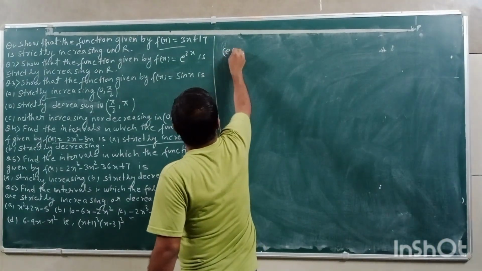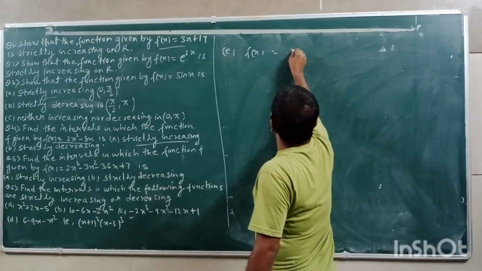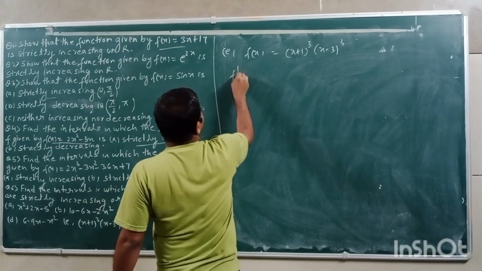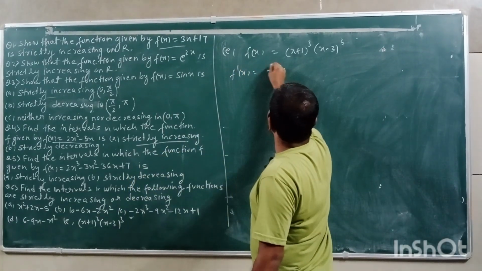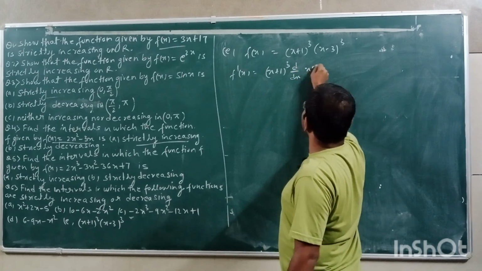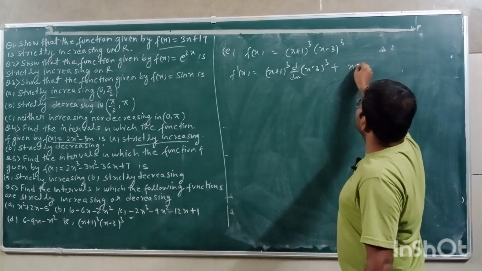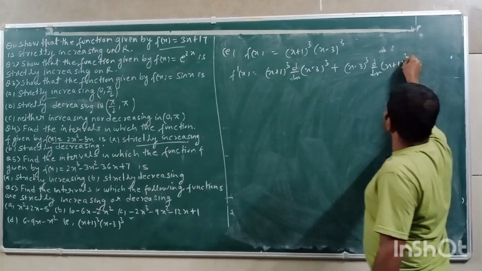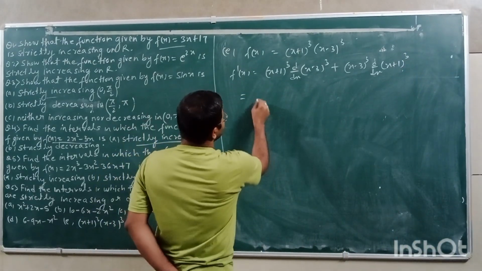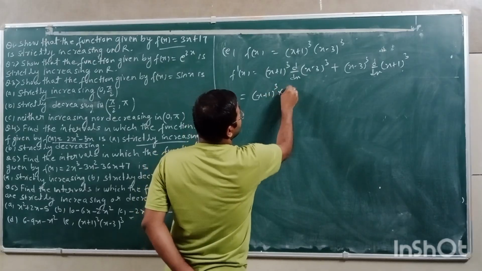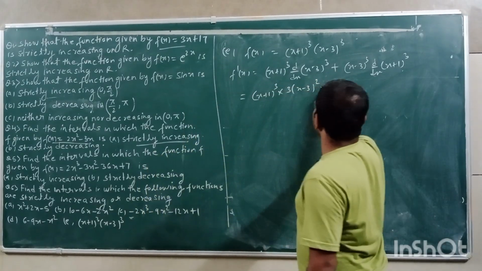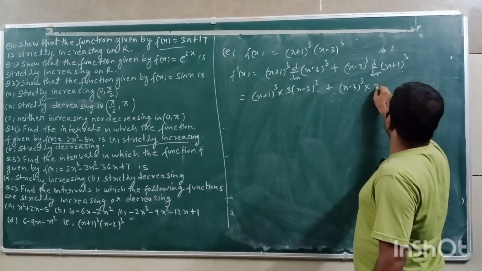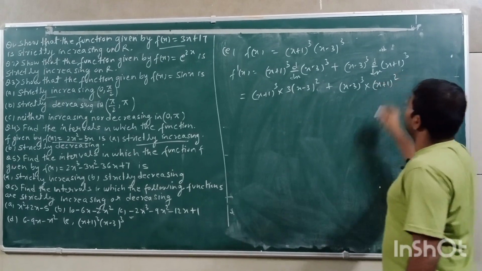Okay, now see the E1. E1, f(x) is equal to what is given? (x + 1)³ (x - 3)³. Now f'(x) can be written as (x + 1)³ times the differentiation of (x - 3)³ plus (x - 3)³ times the differentiation of (x + 1)³. Now let us see what will come. (x + 1)³ into 3(x - 3)² into 1, plus (x - 3)³ into 3(x + 1)².